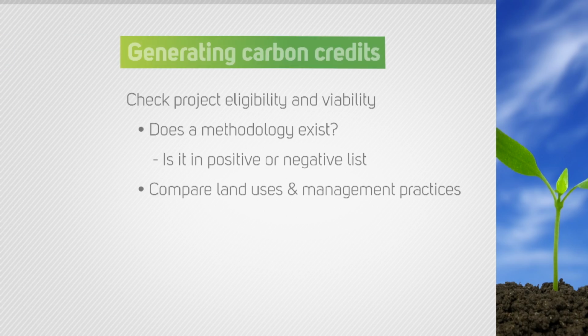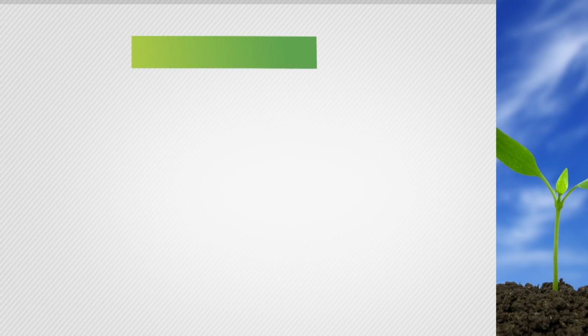Well, to me, the first step is to check the project eligibility and viability. You don't have to check the viability, but as land use managers or land managers, I suggest you do check it and see if it is a viable land use as opposed to your current land uses or alternative land uses. But you must check the eligibility.